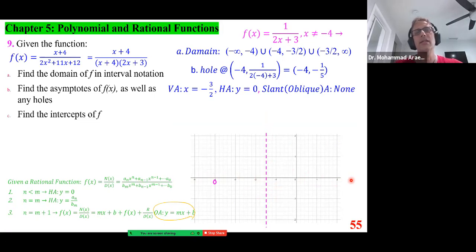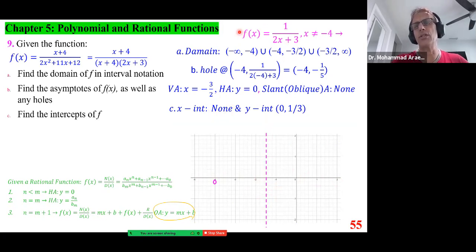We want to find the intercepts. That means you replace the x with 0, the y with 0, and you find it. So x-intercept, none. Why is that? Because f of x, or y, equals 0, and a fractional expression is 0 when the top is 0. Since the top is a number, it can never be 0, therefore there is no x-intercept. The y-intercept, you replace the x with 0, you get 1/3.